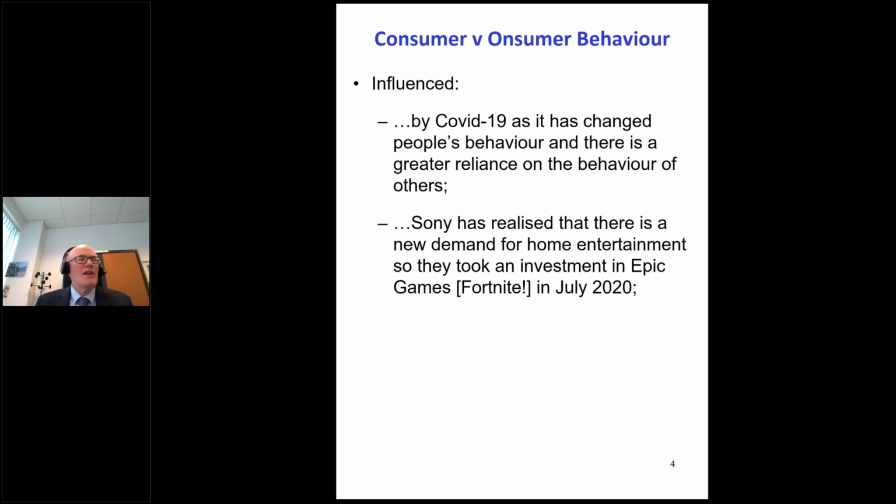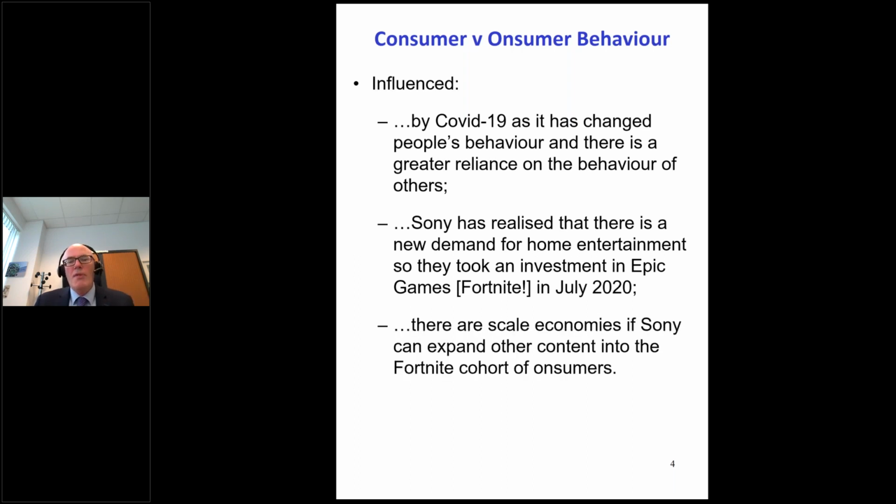You probably took out maybe extra subscriptions to online on-demand streaming platforms like Netflix or Disney, maybe Prime Video, etc., and other platforms that you may use. And what Sony has done there in July of 2020, they put a significant investment into Epic Games that owns Fortnite. Okay. But from a Sony point of view, making that decision also allows them the potential to exploit scale economies, because now there's a possibility that they can expand other content into the Fortnite cohort of consumers. So they basically may get scale economies from their investment. Or another way that they may actually get it is the economies of scope as well.